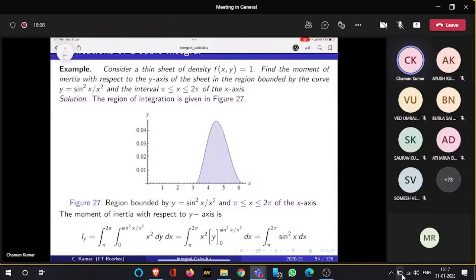Now consider a thin sheet of density f(x,y) equal to 1. Find the moment of inertia with respect to the y-axis of the sheet in the region bounded by the curve y is equal to sine square x over x square, and the interval x lies between pi to 2 pi, of the x-axis.